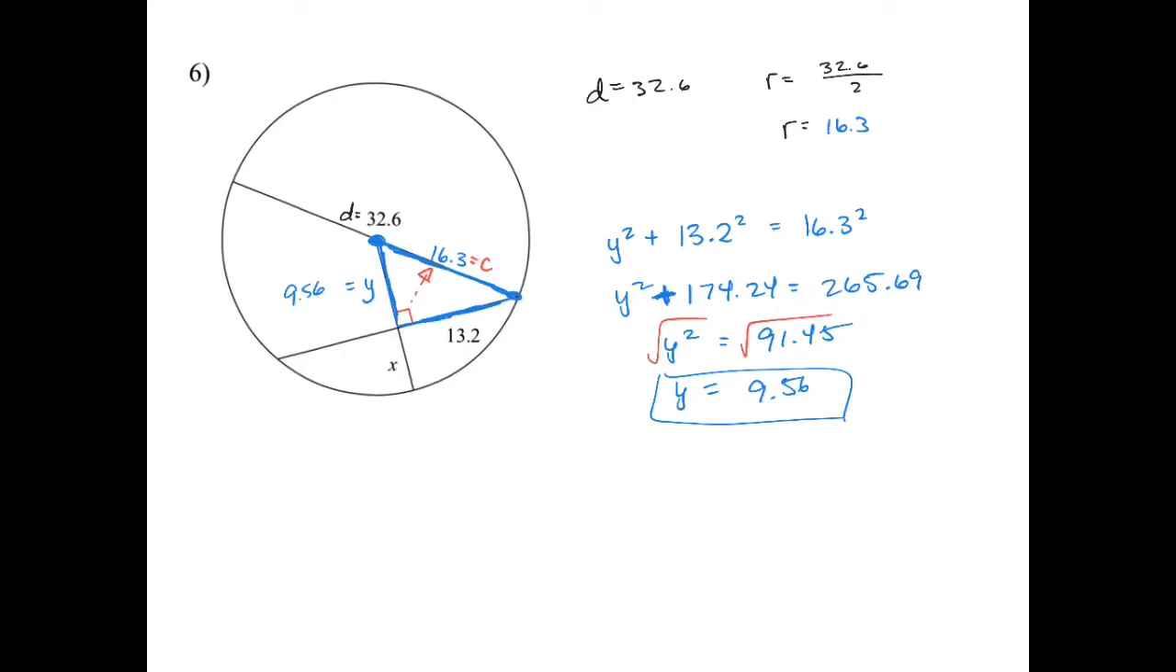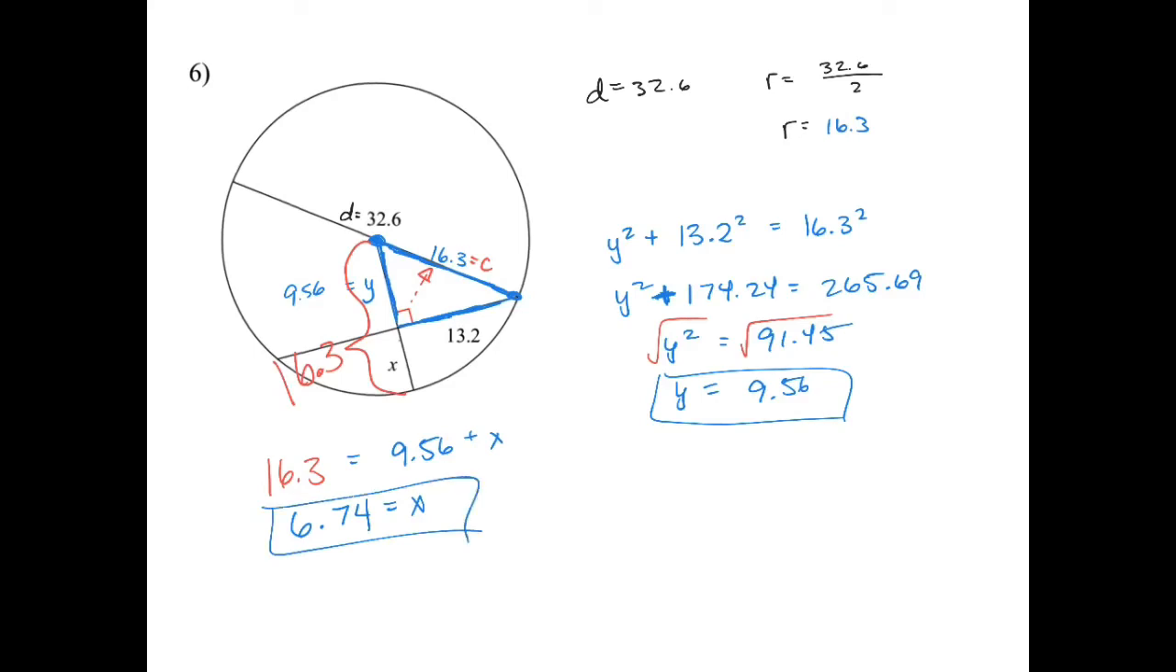Well, we already know that this whole radius here is 16.3. So if the whole thing is 16.3 and that chunk is 9.56 and the other chunk is x, we can do a little subtracting to find that x is going to be 16.3 minus 9.56, which is 6.74. So that little chunk there is 6.74.